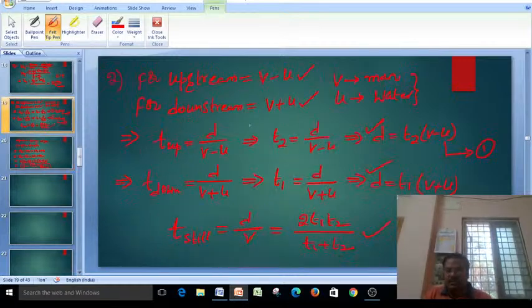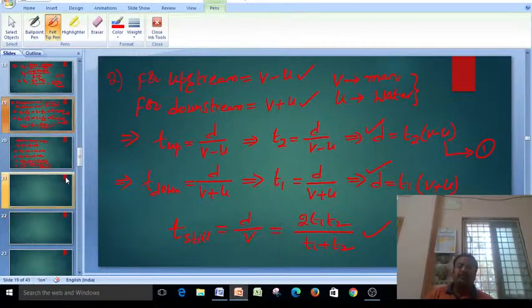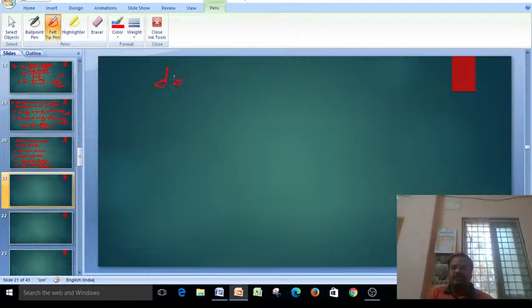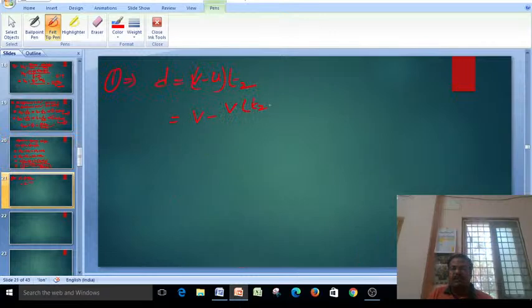Let us substitute that velocity in any equation, and you will get the solution. I will substitute in the first equation: D is equal to V minus U into T2. Let us substitute U, so V minus V into T2 minus T1 divided by T1 plus T2, all multiplied with T2.